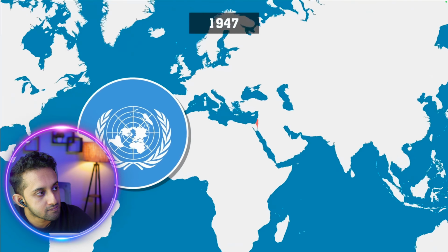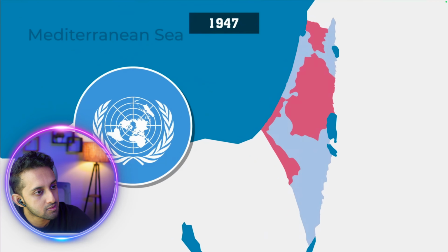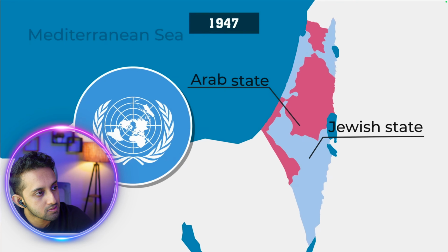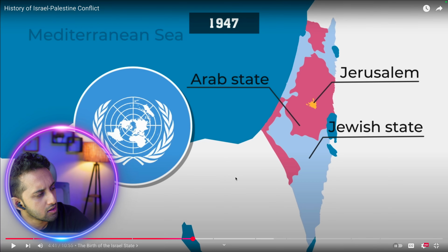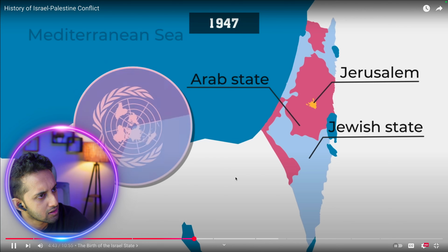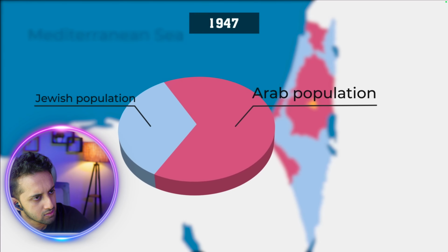After World War II, the UN proposed a plan to partition Palestine into two independent states, a Jewish state and an Arab state, with the city of Jerusalem becoming an international zone with a special status. I know this was rejected, but why?